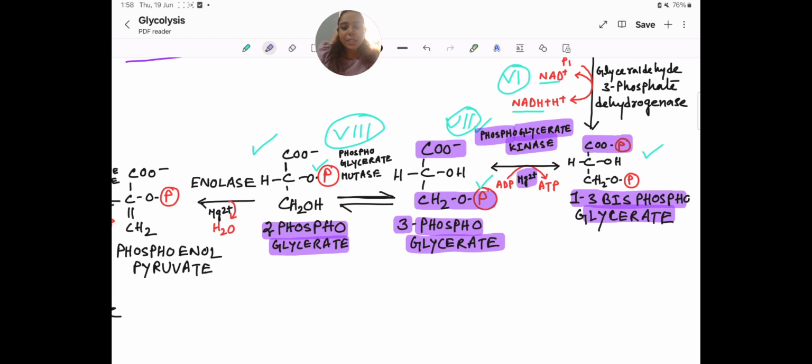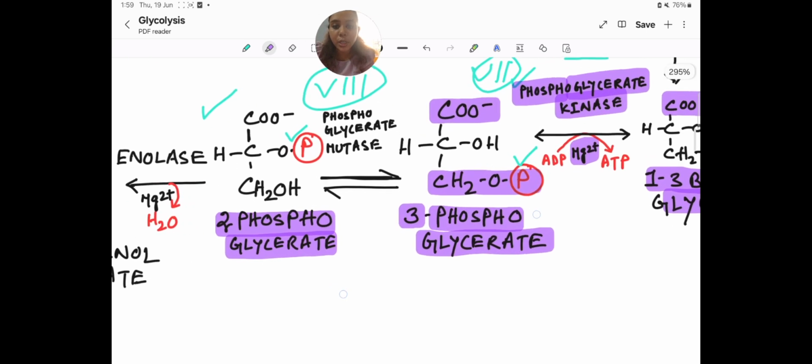Right, so that is why. The enzyme which is responsible for changing the position of a functional group, because phosphate is a functional group, is known as mutase. This is a very important thing. So that is why this is named phosphoglycerate mutase.